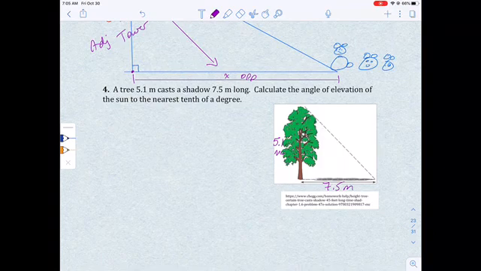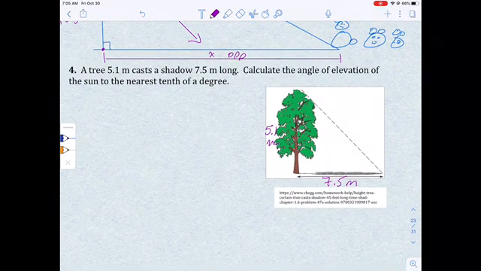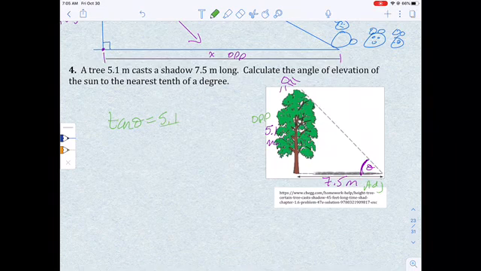So the angle of elevation, again, this is a tricky one in the sense that the angle of elevation is from the horizontal up. So this is the angle that we're looking for. Even though the sun is up here, which we know, the angle of elevation is from the ground up in this case. That's the horizontal. So our ratio that we're going to use is, again, the tan ratio. This would be our opposite, and here's our adjacent. So we're going to say the tan of theta is 5.1 over 7.5.